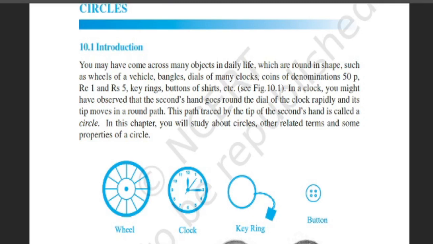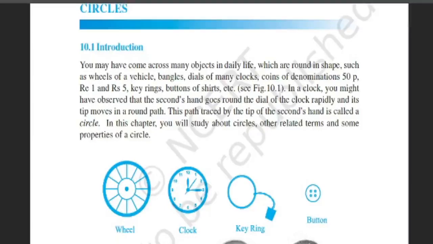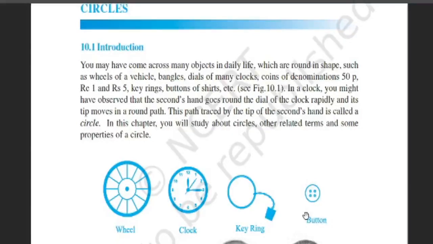In this video, we will discuss circles. This is the 10th chapter in the NCERT book for class 9. We know different objects in circular shape. We have seen a wheel, clock, key rings, button, coin. All these are in circular shape. So in this chapter, we will discuss different properties of circles and also the different terms related to circles.